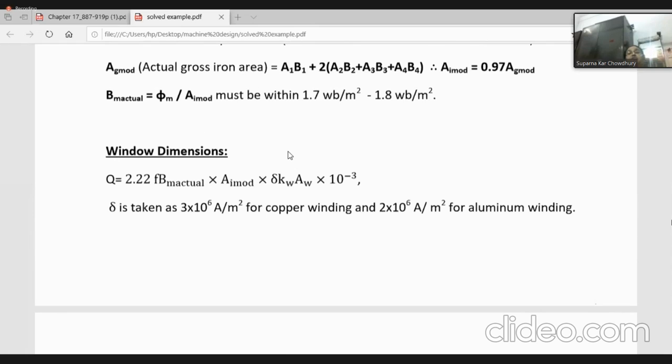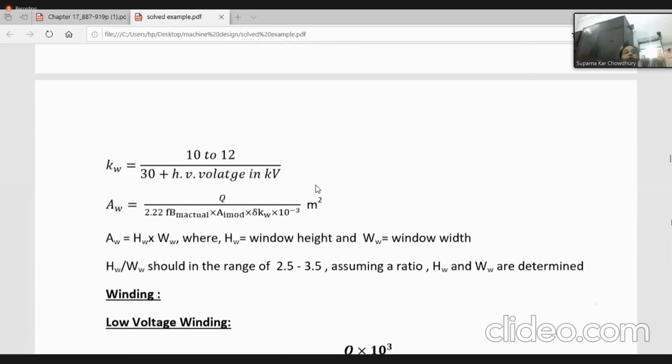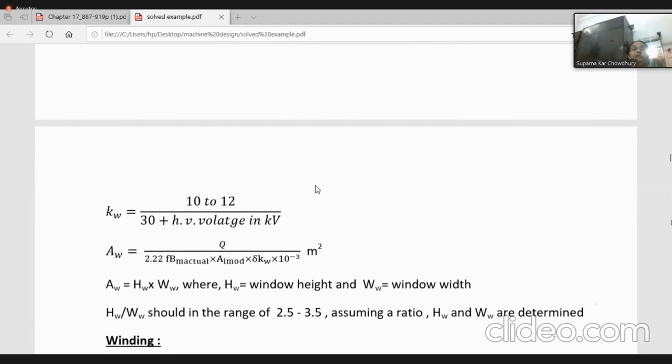Once we have decided the core cross section, next we will go for the winding. We start with the low voltage winding. Now here, this equation we have derived, Q is equal to this. Now in this equation we know BM actual, we know AI modified. Now we start by assuming a value of KW. If we take a value of KW, then AW we can determine from here.